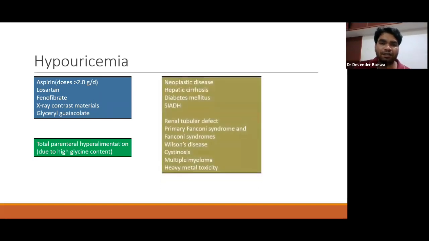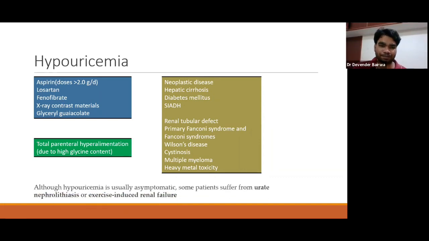Or there are conditions which can be associated with hyperuricemia: some neoplastic diseases, hepatic cirrhosis, diabetes mellitus, syndrome of inappropriate ADH secretion. Then there can be a problem with the renal handling of uric acid. There can be so much excretion of uric acid in the urine. Conditions like primary Fanconi syndrome, where resorption of uric acid is defective, or secondary Fanconi syndromes associated with Wilson's disease, cystinosis, multiple myeloma, heavy metal toxicity. All this can lead to hyperuricemia.